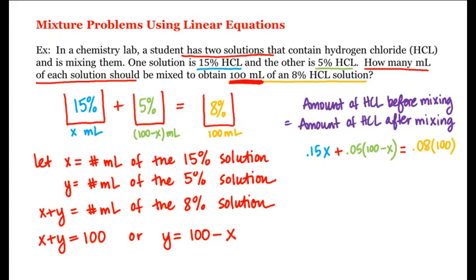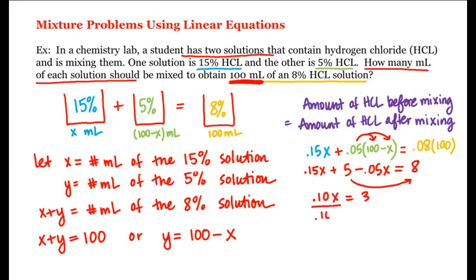So now let's solve this linear equation for X. We have 0.15 times X plus, and distributing the 0.05 to both of these two terms, gives us 0.05 times 100, which is 5, and then minus 0.05 times X is equal to 0.08 times 100, which is 8. And combining the X terms on the left-hand side and bringing the 5 to the right-hand side gives us 0.10 times X is equal to 3. And now dividing both sides by 0.10 gives us that X is equal to 30.